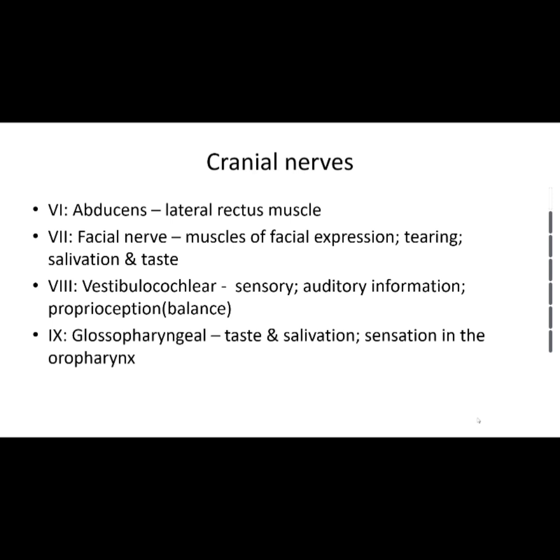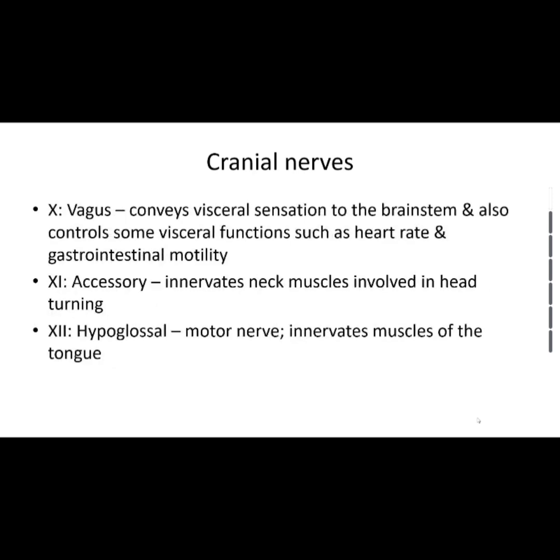Then the vagus nerve that we've talked about a lot, the wandering nerve. It carries visceral sensation to the brainstem and controls some visceral functions such as heart rate and gastrointestinal motility. So it goes all the way. And of course it also supplies the throat and the airway. For example, the vocal cords are supplied by the vagus nerve.